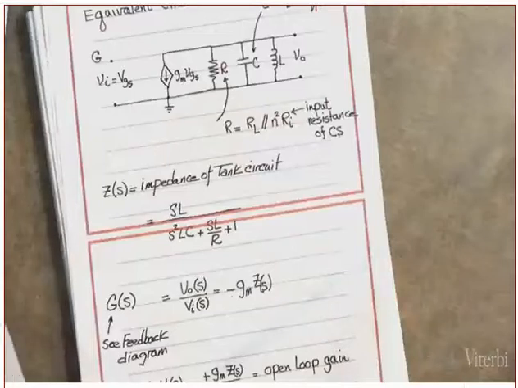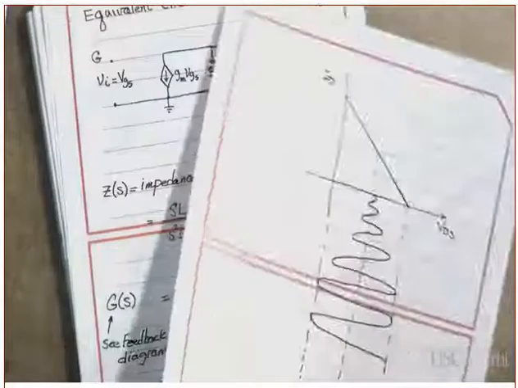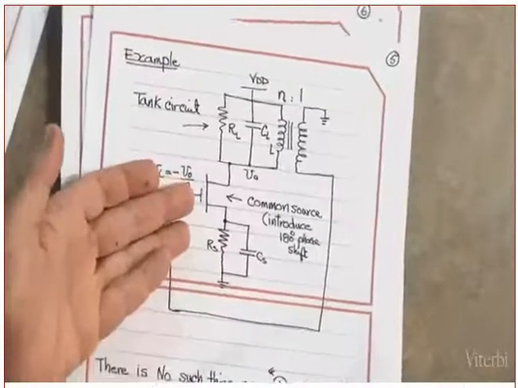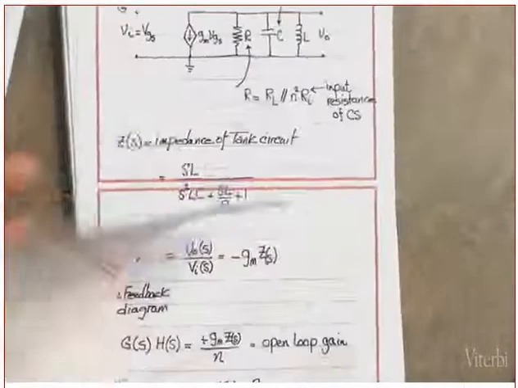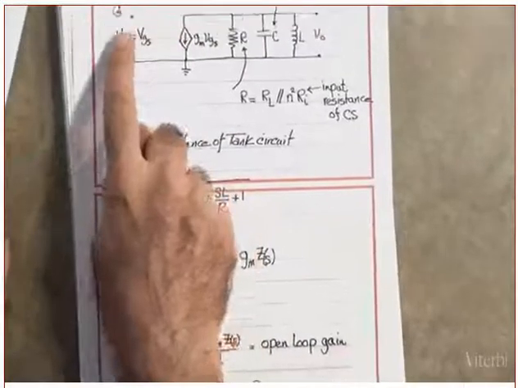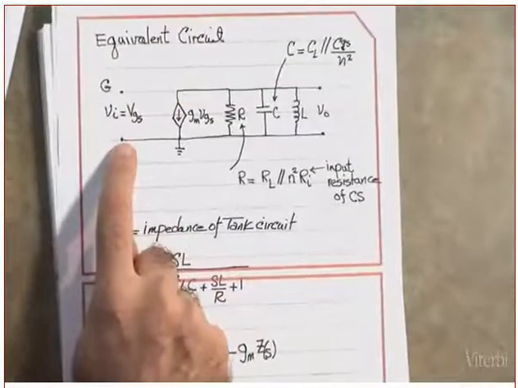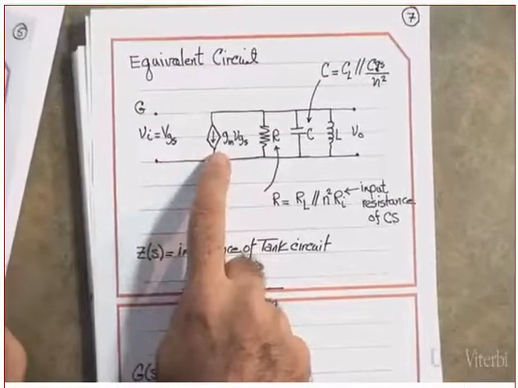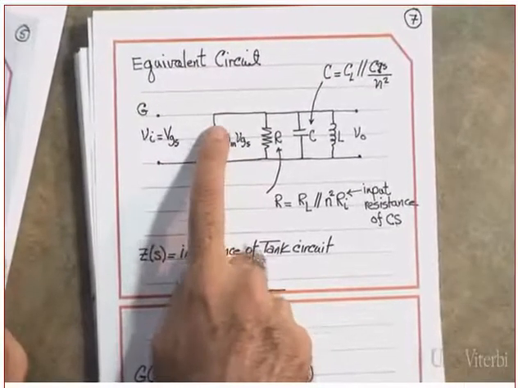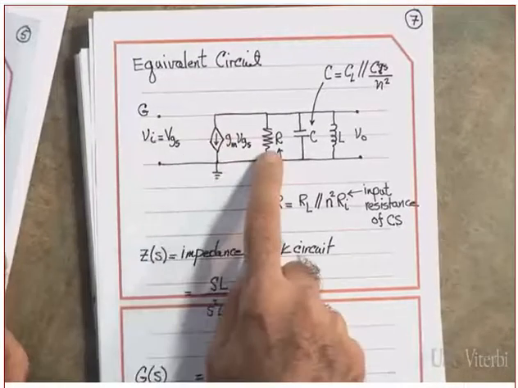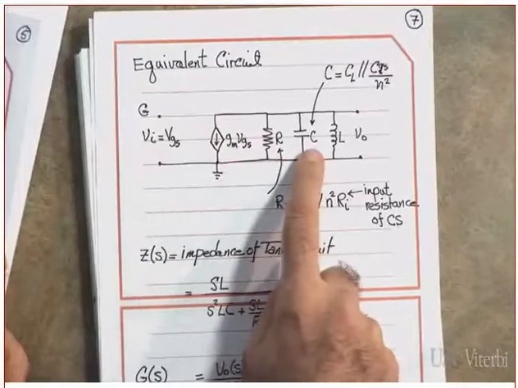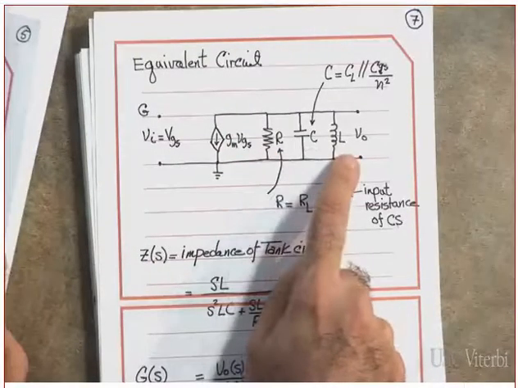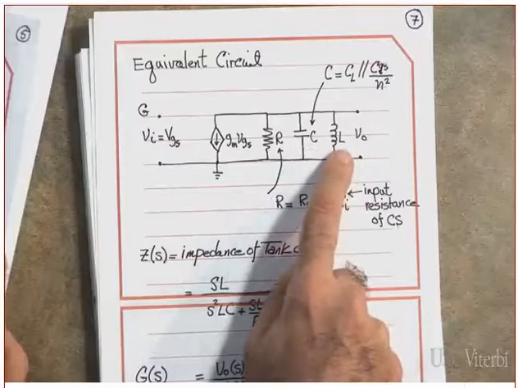Now, this is the equivalent circuit. Equivalent circuit of who? Equivalent circuit of this guy. Let's see if you can follow it. Let's analyze. What do I have? I have the gate. This is the VGS. Then I have gm VGS from the drain. This is the drain to the source. Then I have the R. Then I have the C. And then I have the L. This is the tank circuit.